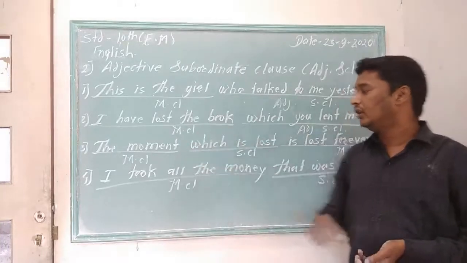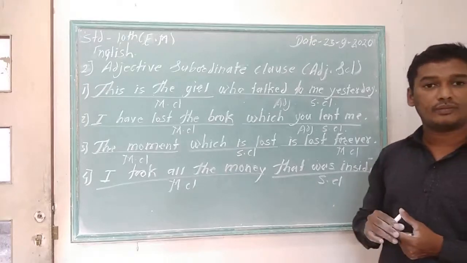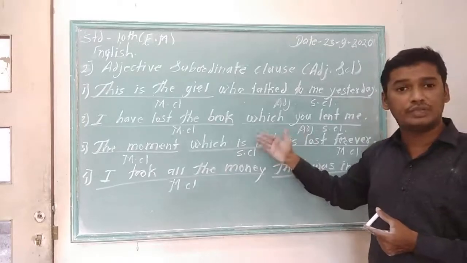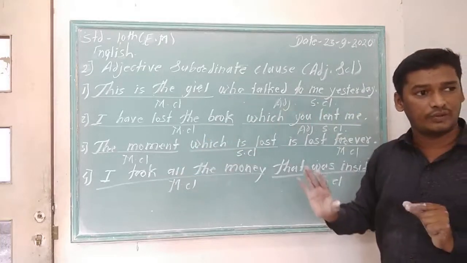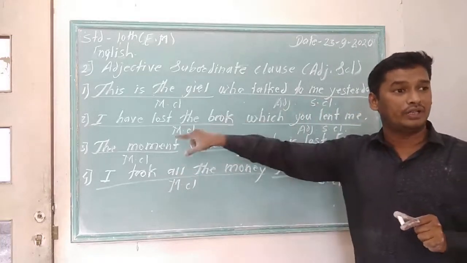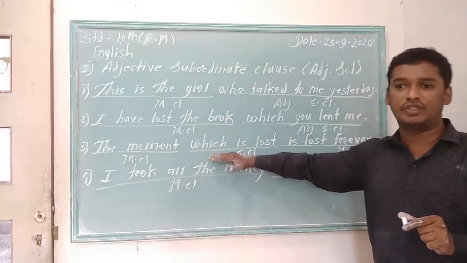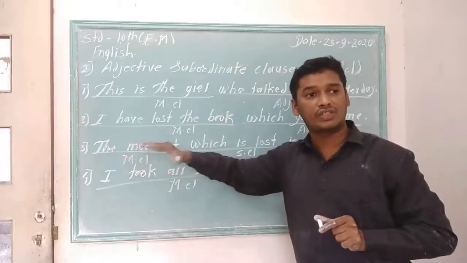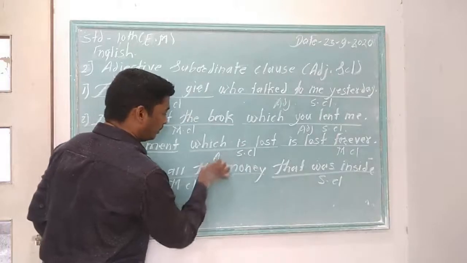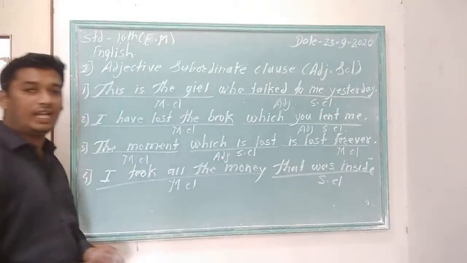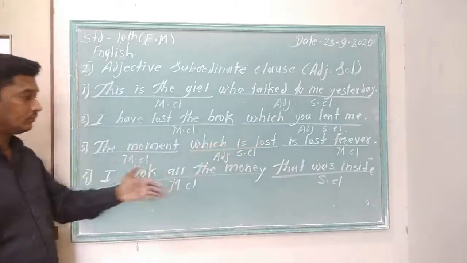Now third, the moment which is lost forever. Which is lost, which means what? The moment. The moment which is lost forever. So this subordinate clause tells more information about this moment, this noun in the main clause. So it is an adjective subordinate clause, and this whole subordinate clause functions as an adjective.